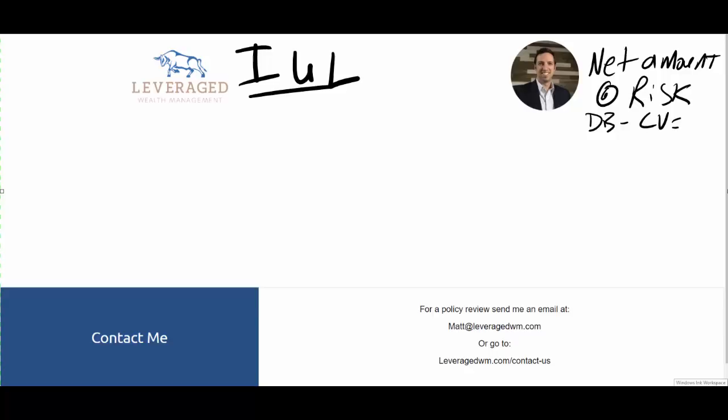Net amount at risk is what's going to determine the actual cost of insurance every single year because that's how much insurance you're actually buying.